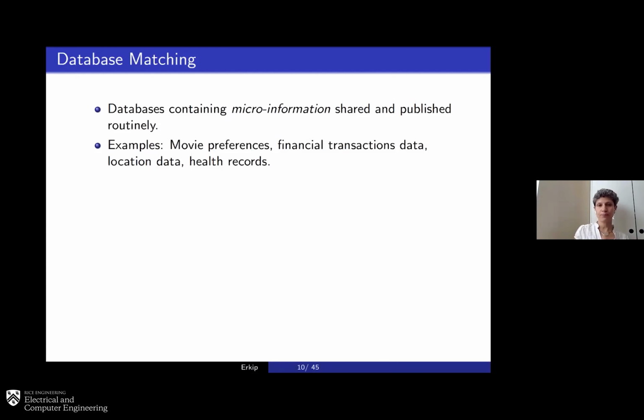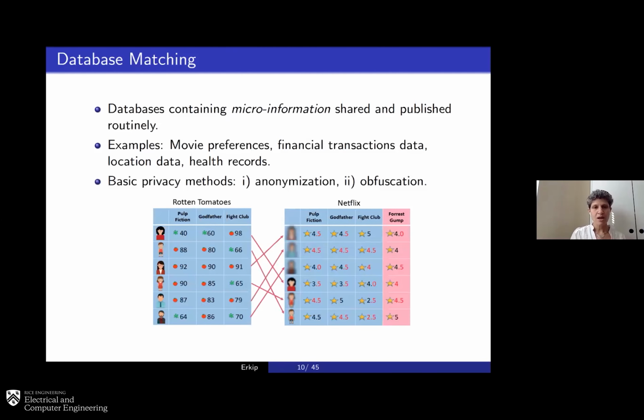And in that case, before sharing these databases, there are various methods applied to the database to maintain anonymity of users. So the question that we ask is, is that anonymized data truly anonymized? Think about movie preferences, as in Netflix, which is not publicly available, but is sometimes made available for research purposes by anonymizing or obfuscating users. And a publicly available database such as Rotten Tomatoes. So the question is, can we match these two databases and uncover identities of users in Netflix?